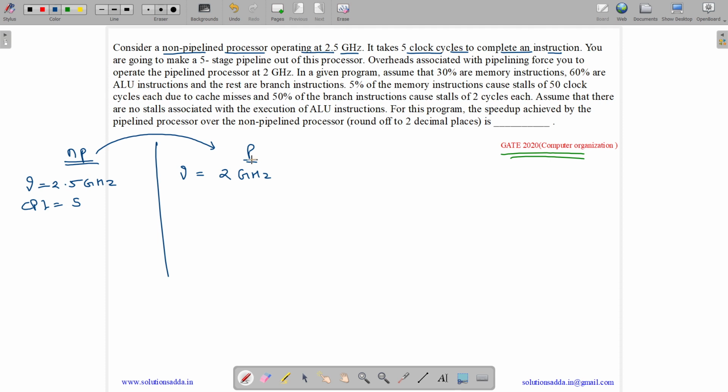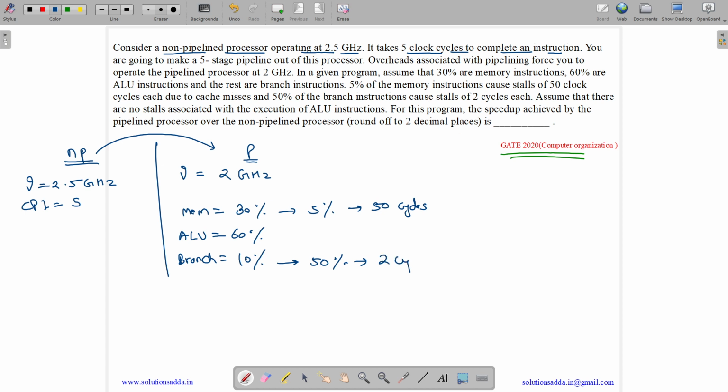In the given program, assume 30% are memory instructions. So memory instructions are 30%. 60% are ALU instructions. And the rest are branch, so 60 plus 30 is 90, so 10% remaining. Branch instructions are 10%. 5% of memory instructions cause stalls of 50 cycles each, each due to cache miss. And 50% of branch instructions cause a stall of 2 cycles.